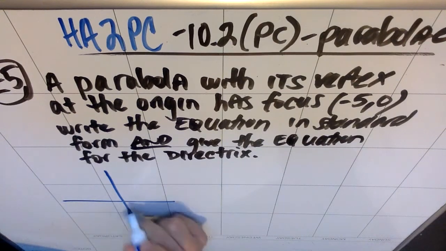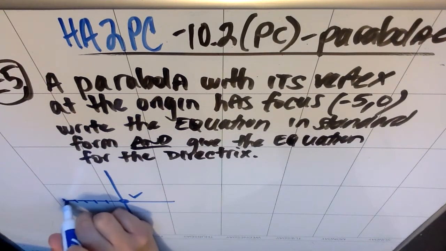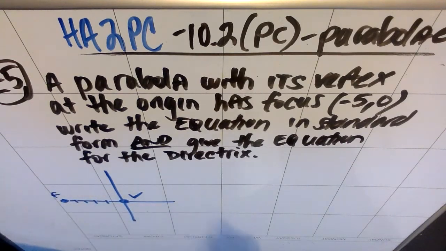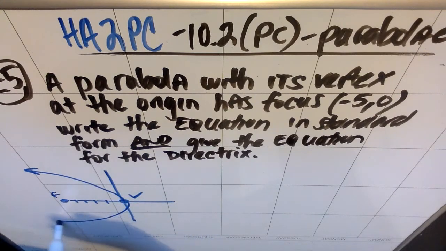So here's my vertex at the origin, right? And then 1, 2, 3, 4, 5, at (-5, 0) is my focus. Remember that graphs bend around the focus. So it's going to start at this origin and bend this way, okay? So this tells me a couple things, okay?